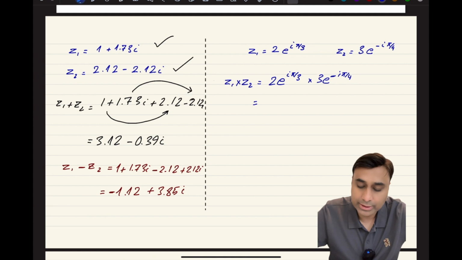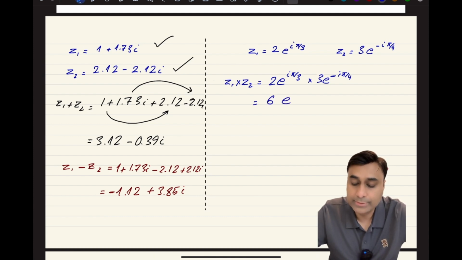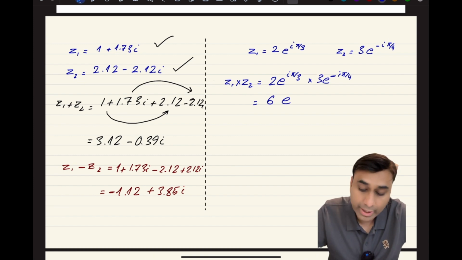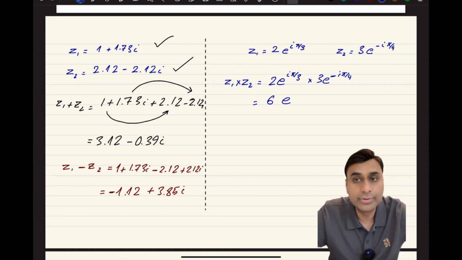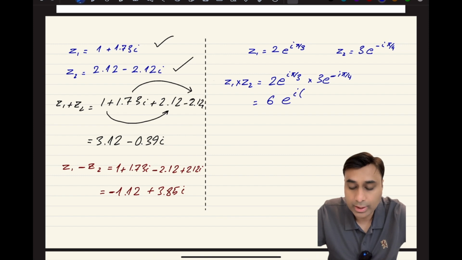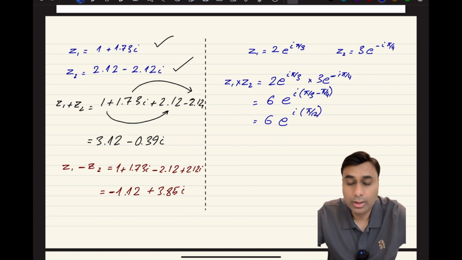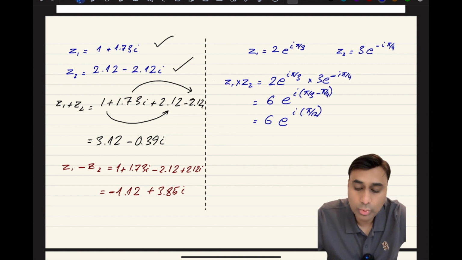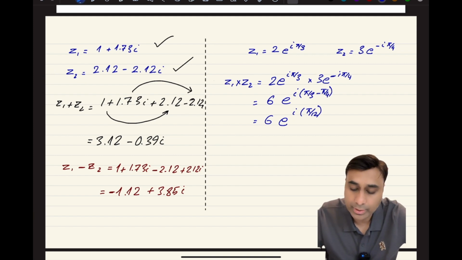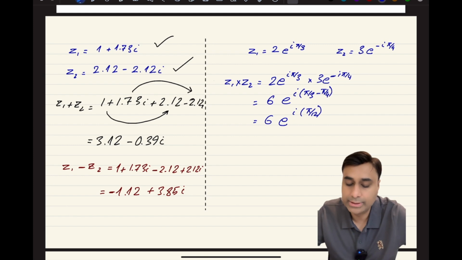And just see, it's like just finding out the product. So 2 gets multiplied by 3 and becomes 6, and e power iota pi by 3 gets multiplied by e power negative iota pi by 4. So their powers are going to be added. So it's going to be a simplification of pi by 3 minus pi by 4, or you can just directly write it down as e power iota pi by 12.